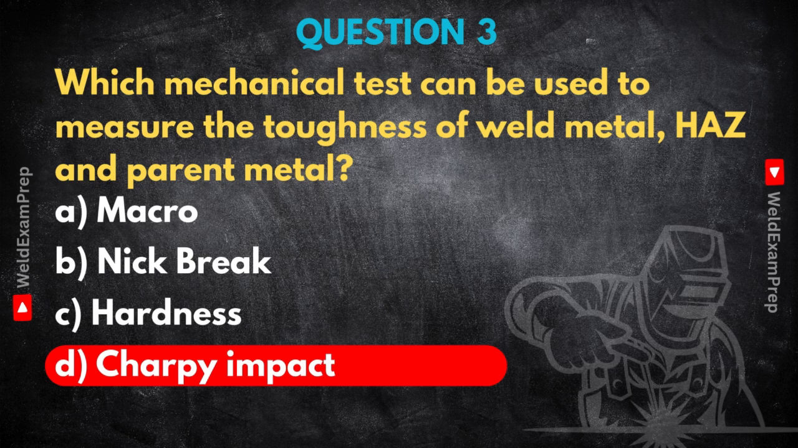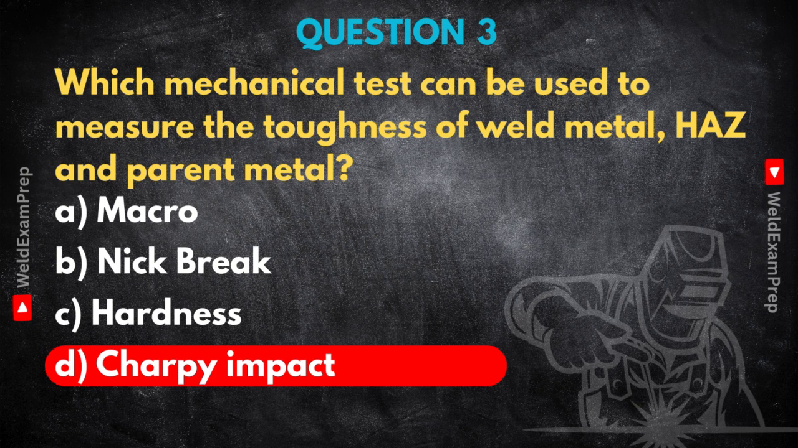I see. And the other tests, why aren't they the answer for toughness? Good question. A, macro tests. They show you the big picture of the weld structure. Fusion, big flaws. Useful but no mechanical property numbers. Right. Nick-break. Simpler test. You notch it, break it, look at the fracture face for defects like pores or lack of fusion. It tells you if there's something wrong inside, qualitatively, but doesn't measure toughness energy.